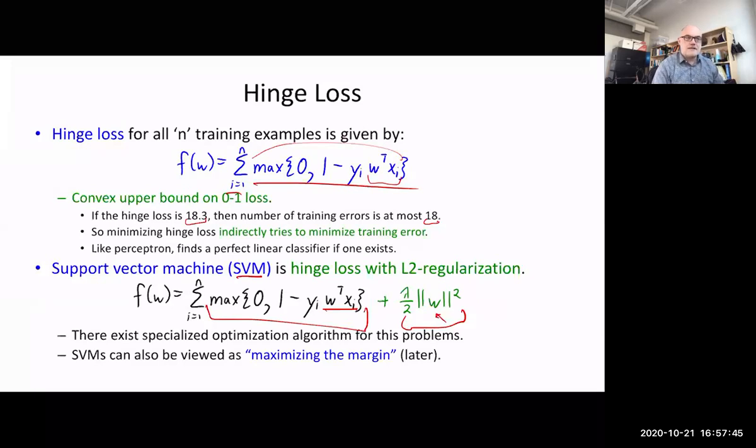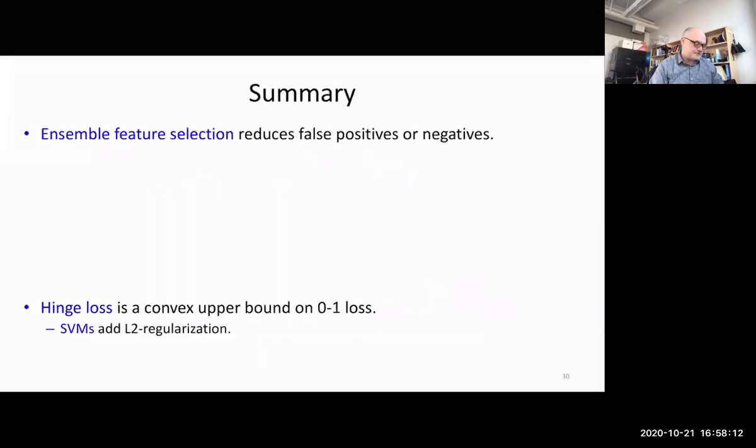It's a classic final exam question to make you actually implement this. There exist specialized optimization algorithms for this problem. There's tons of them. This was a very important class of machine learning algorithms for a very long time, still very widely used. And you can think about support vector machines as maximizing the margin, which basically has to do with the slack that we just talked about, or this extra one here. Okay.